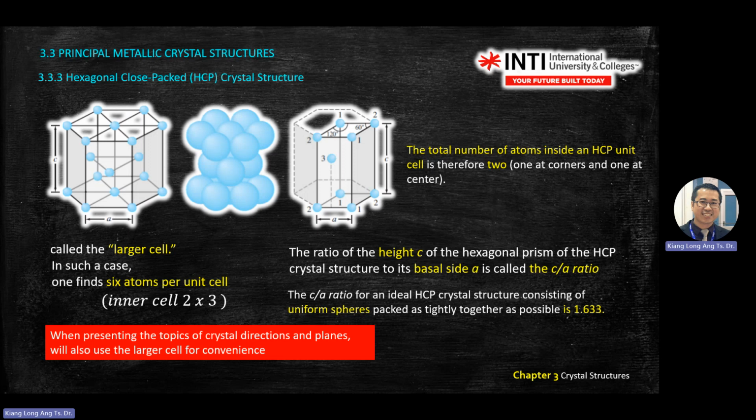A you already know, right? A you can calculate from the radius of the sphere. There are two spheres there. A is 2R. So from 2R, by this ratio, you can find the C.